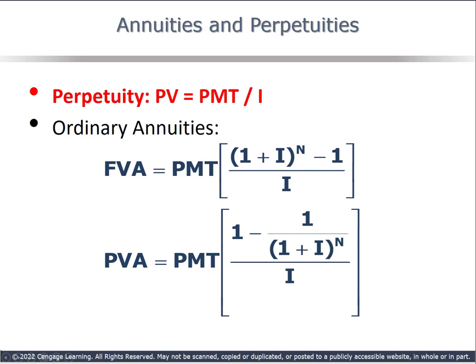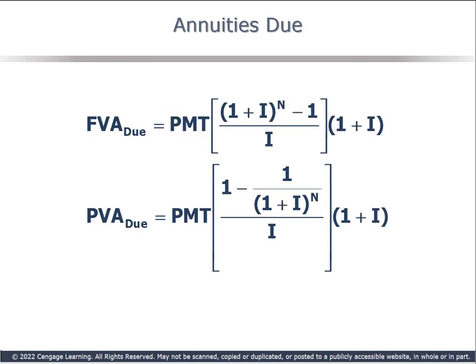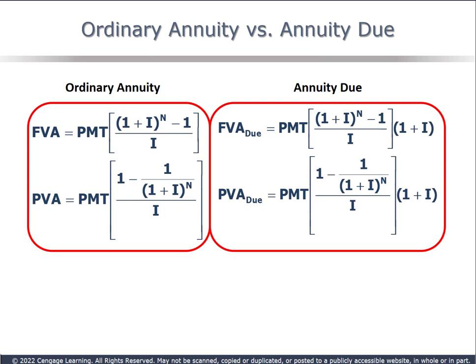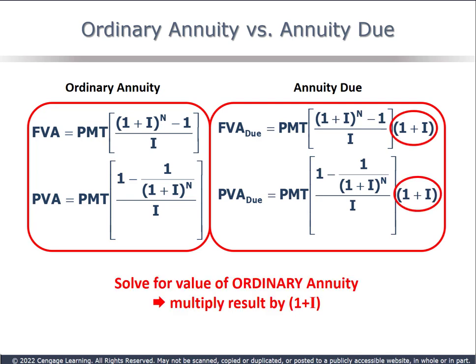The formulas for the future value and present value of an ordinary annuity are shown on the slide. I have no expectations that you will actually use these formulas, but I'm showing them for a reason. These are the future value and present value formulas for annuities due. Note the difference between the two pairs of formulas. The value of an annuity due, future value or present value, equals the value of a comparable ordinary annuity times 1 plus the interest rate. This provides us with a solution technique.